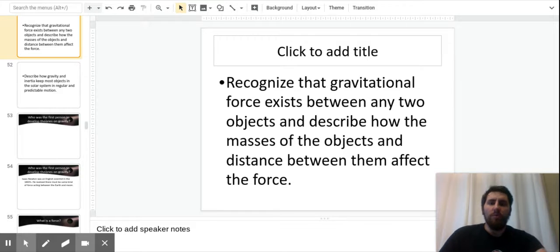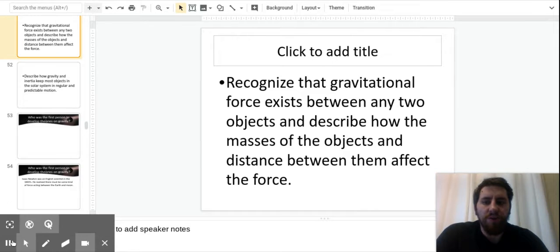Make sure you watch the Edpuzzle that will be attached to this Google Classroom assignment with this video, and then make sure you complete your Flipgrid. It's about a 1.5 minute long video describing the difference between rotation and revolution.